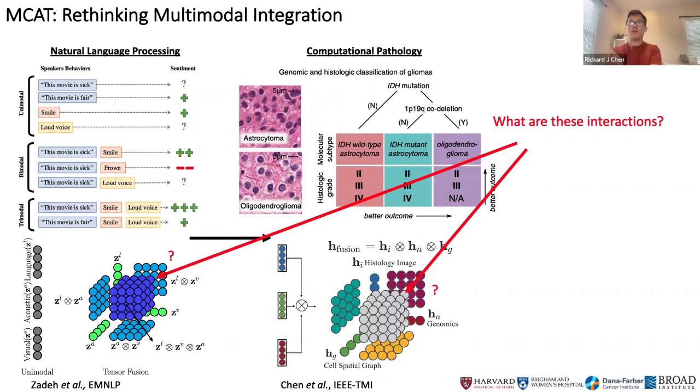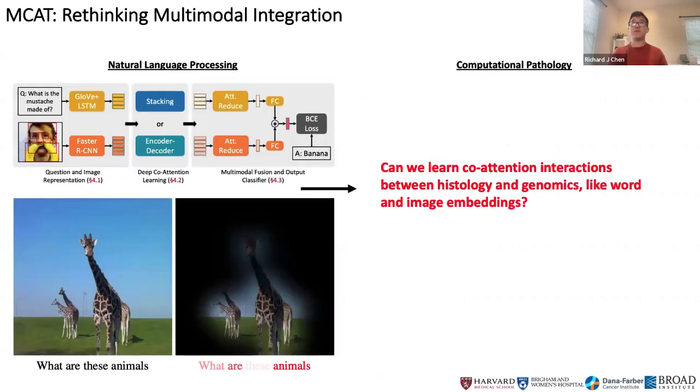This method, also called bilinear pooling, is based heavily on advancements in audiovisual speech recognition and in VQA. The method works very well, and we showed empirically that it does decently well for survival analysis. But the main limitation is that these interactions are opaque and difficult to understand, like how exactly pathology and genomics are interacting.